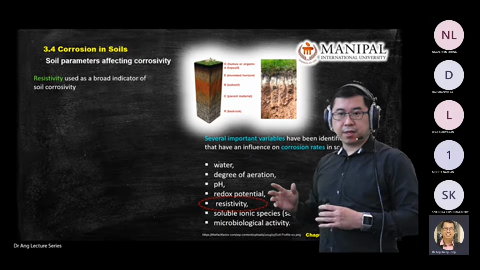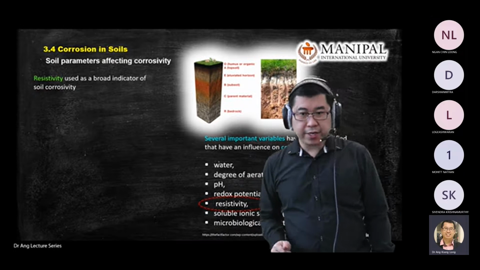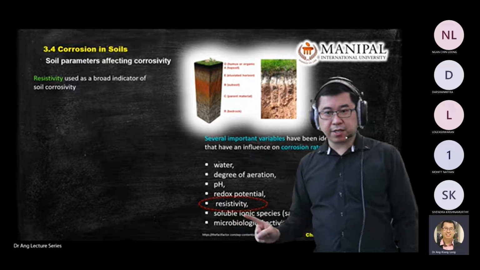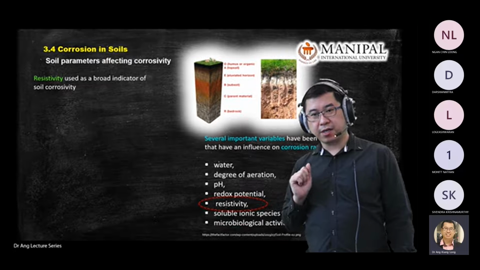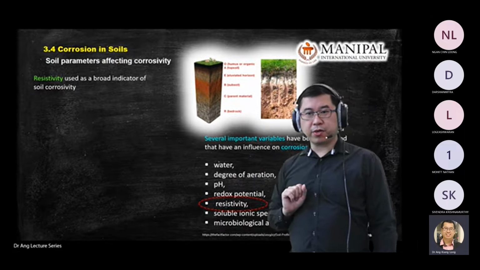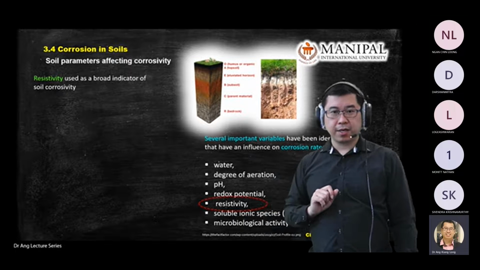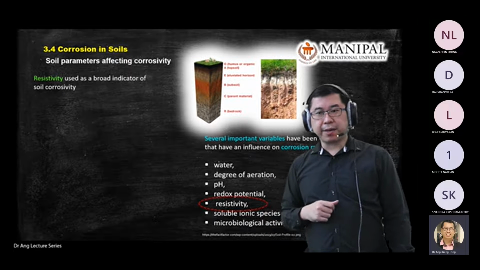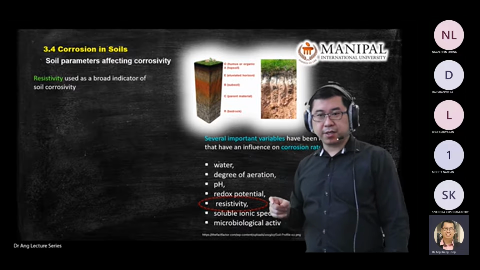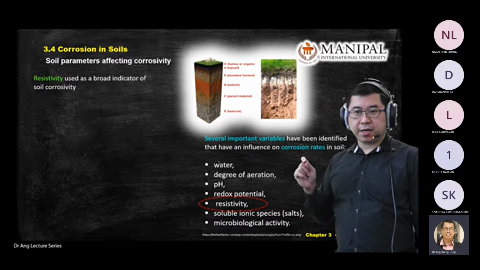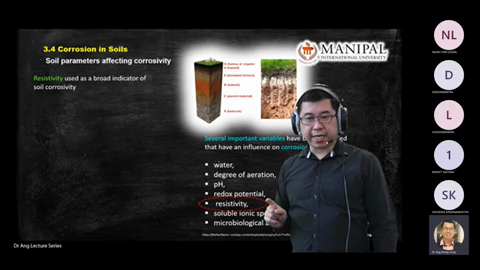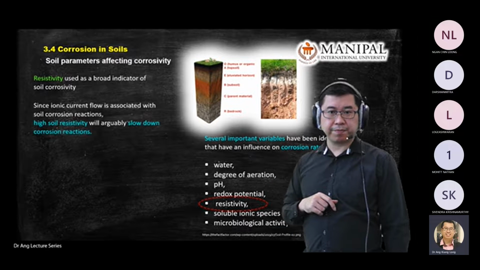Resistivity. In soil engineering, this parameter, resistivity, is the popular parameter they use to tell you the type of the soil, because this one they can measure. Resistivity you can measure using an instrument, and from the reading you can tell the activity of corrosion in that area.